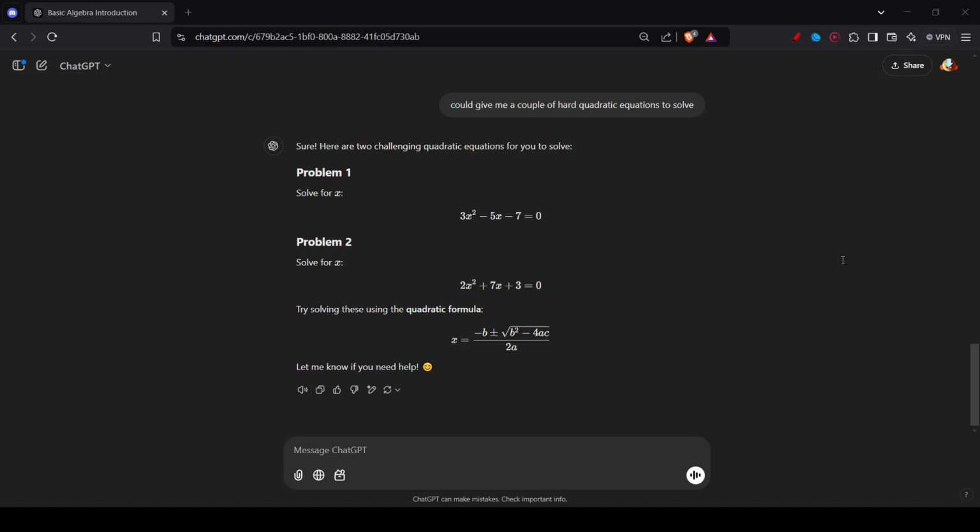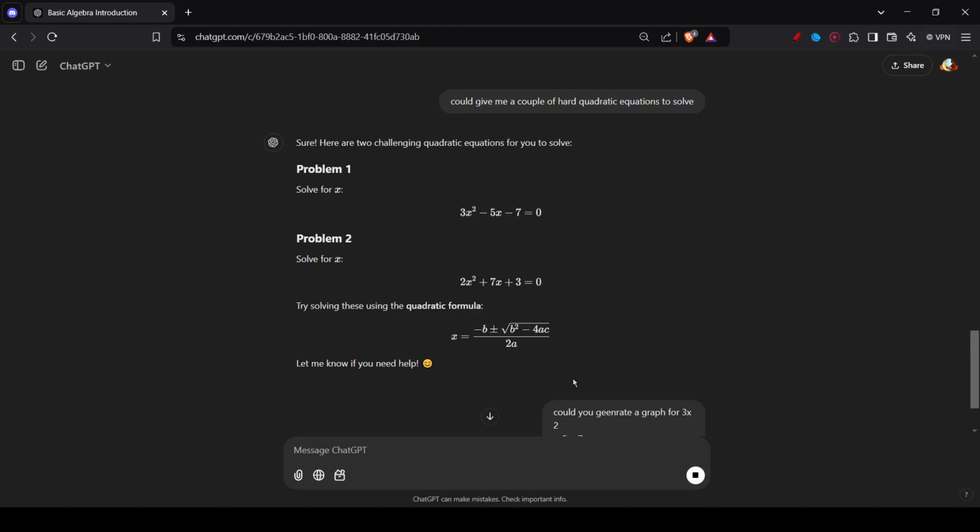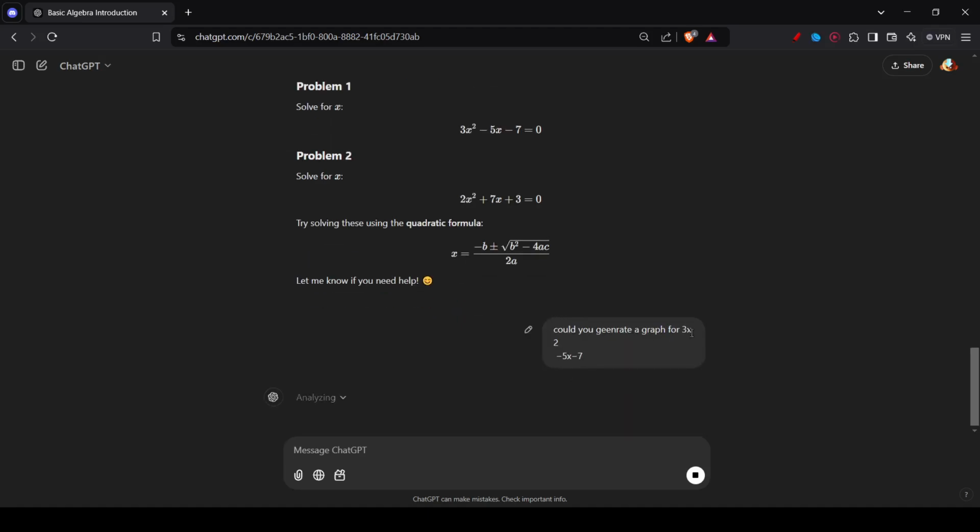It can also generate graphs. So let's say, could you generate a graph for, let's copy one of the equations that it has sent us. Let's say this one. It can give visual learning as well. I'm not sure if I copied that properly, but let's see if that works.